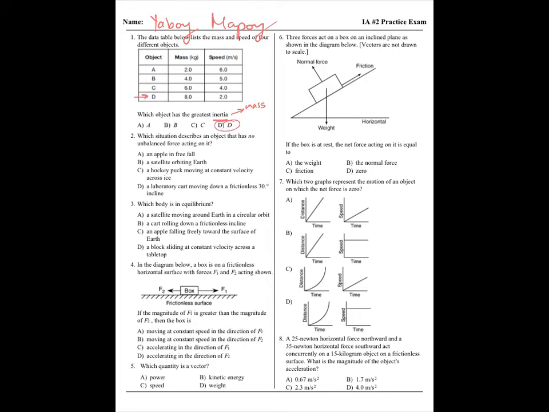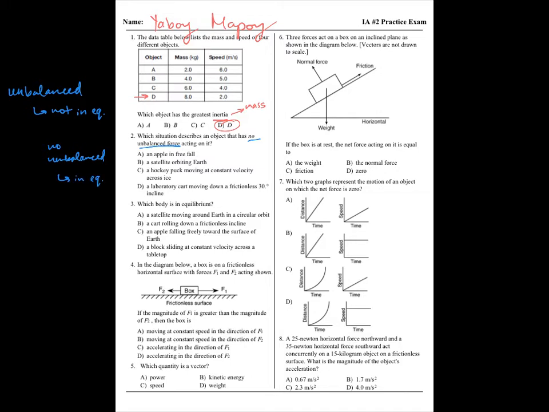Alright, number 2. Which situation describes an object that has no unbalanced force? No unbalanced force. That's a mouthful. So let's think about, let's just say, unbalanced force. That means we are not in equilibrium. So unbalanced meaning not in equilibrium, whereas no unbalanced means the opposite, we are in equilibrium.